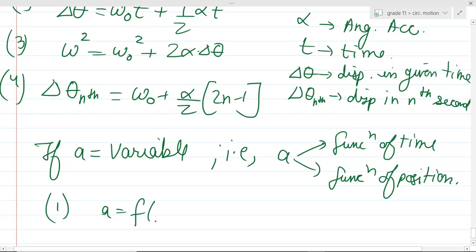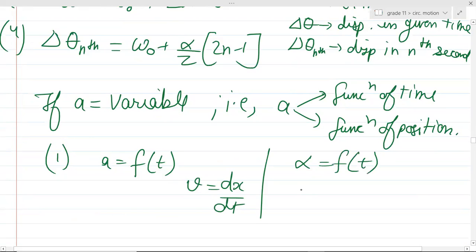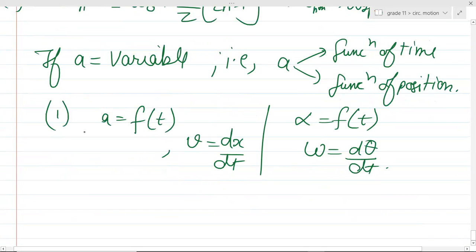If a is given as a function of time, then we know velocity is basically dx by dt. Yes or no? So similarly, if alpha is given as a function of time, then angular velocity will be d theta by dt. After that, what will be acceleration? Acceleration was basically dv by dt. So here we'll write alpha will be equal to d omega by dt. Are you getting my point, guys?